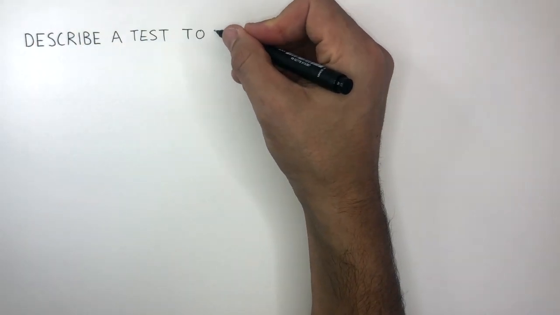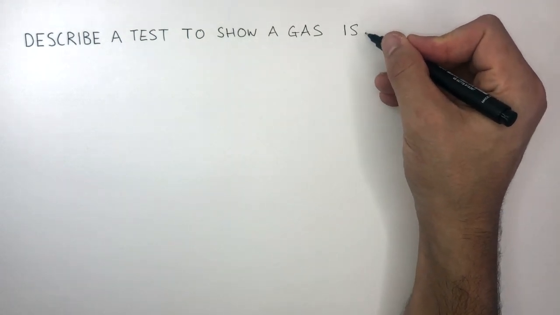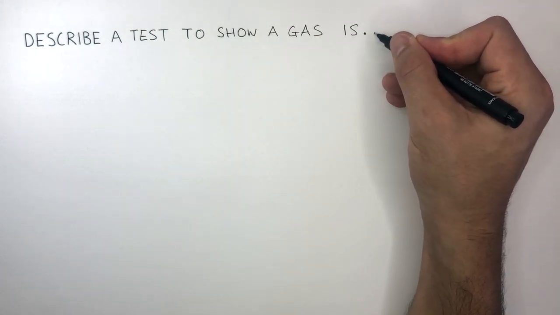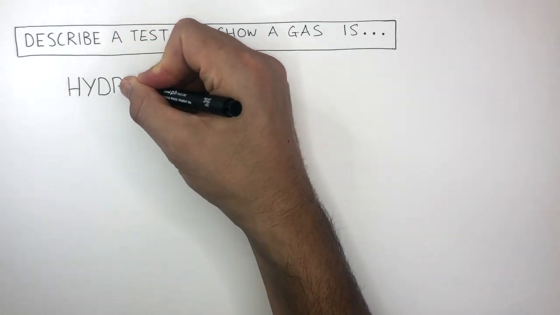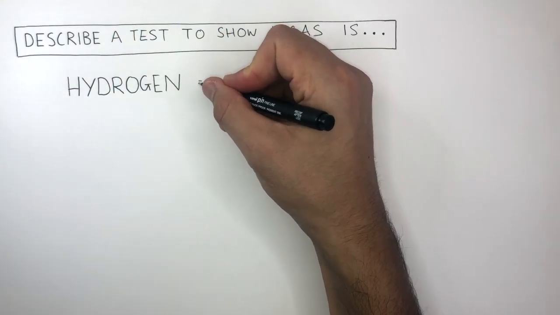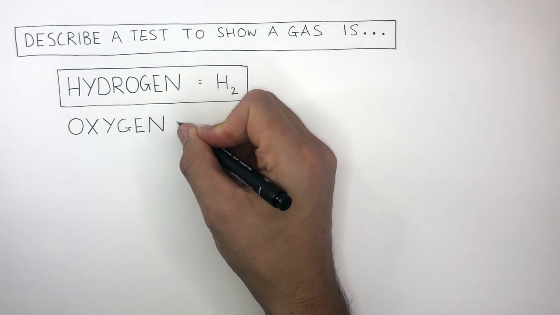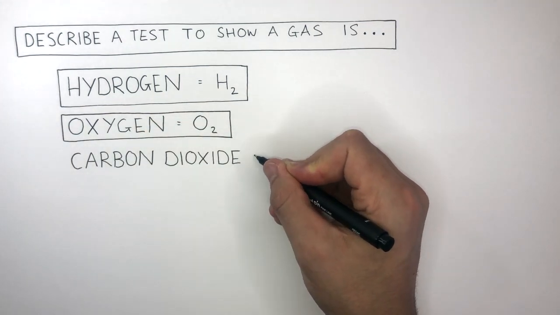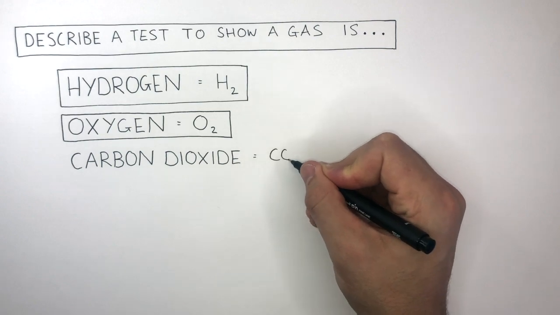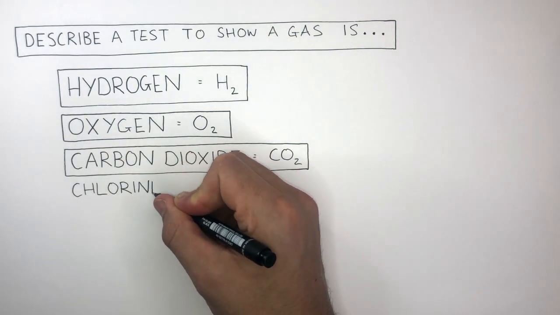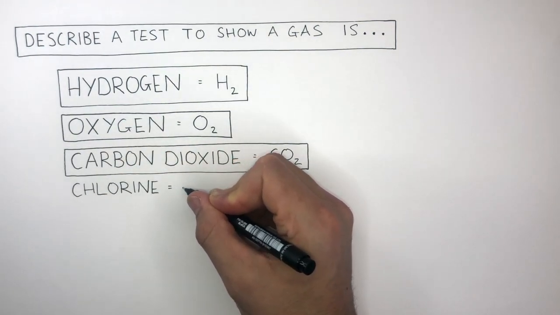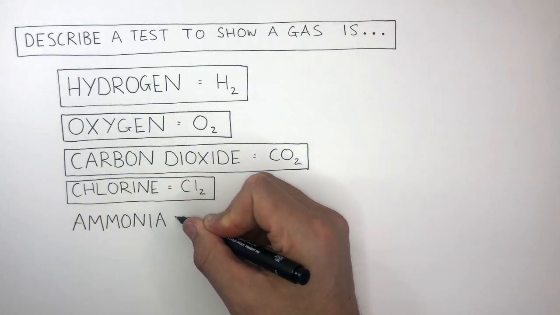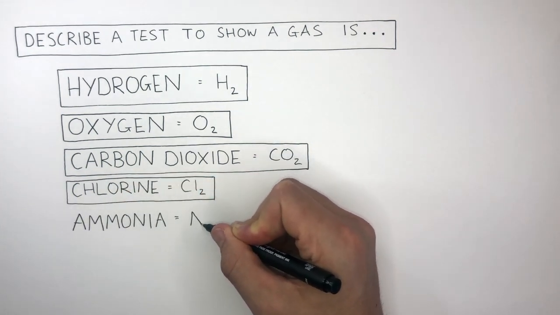In your exam, you could get a question which says, describe a test to show a gas is, and it could be any one of the following gases, such as hydrogen, which has a molecular formula of H2, oxygen, which has a molecular formula of O2, or carbon dioxide, which has a molecular formula of CO2, or chlorine, which has a molecular formula of Cl2, or ammonia, which has a molecular formula of NH3.